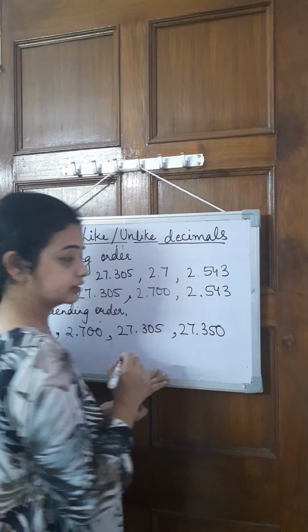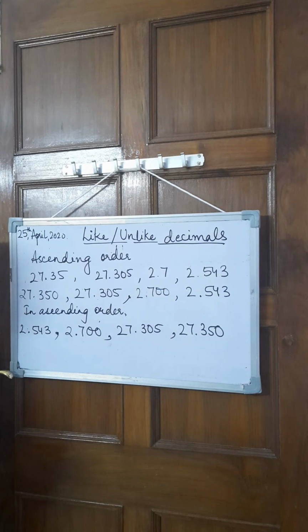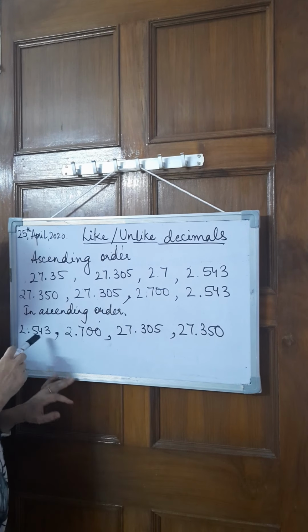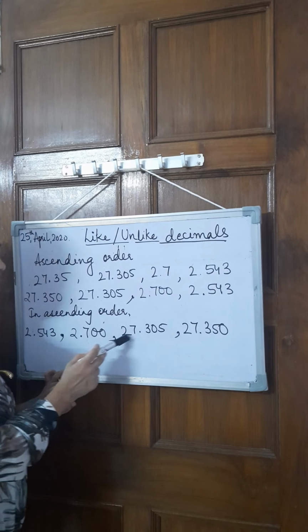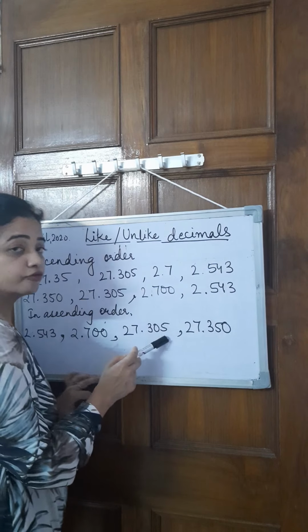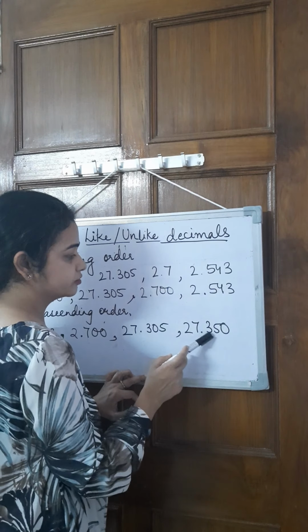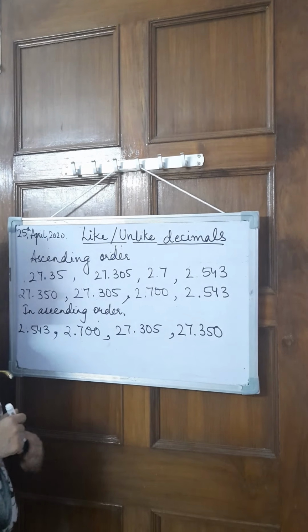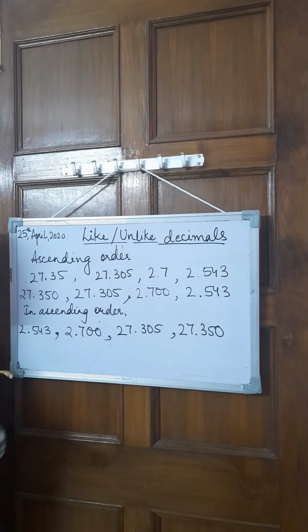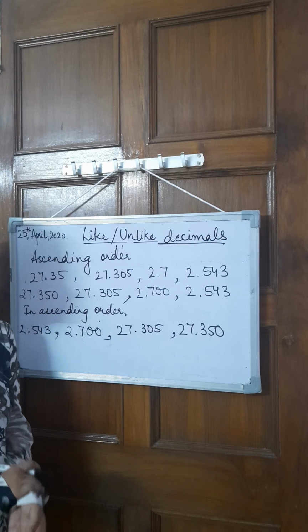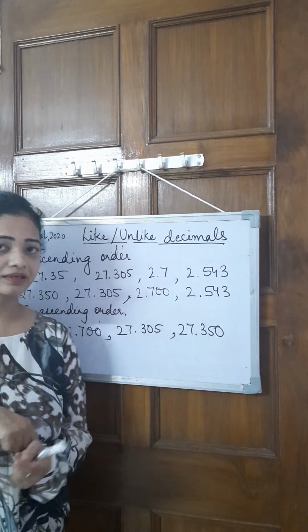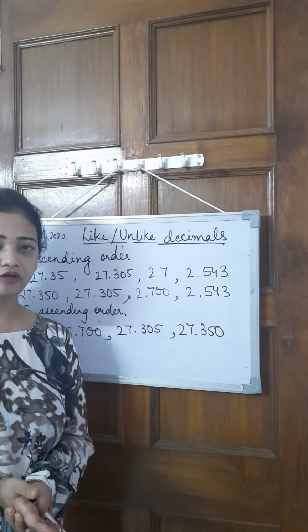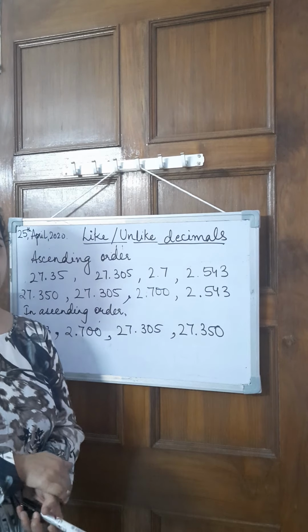27.350 is greater. So in ascending order, the order here is 2.543, 2.7, 27.305 and then 27.350. These are the numbers arranged in ascending order. Now this is what we can do with like and unlike decimals. We can arrange them in ascending order, and we can arrange them in descending order.